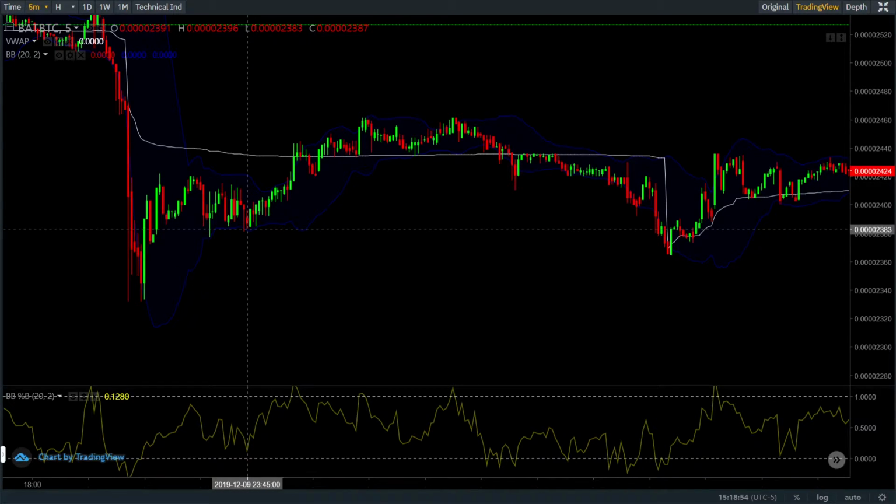So what's your exit? So you have your entry and your stop loss. What is your take profit? Your take profit is one of 2 things, whichever one happens first, right? So one of these 2 things can happen first. First is when you touch the top of the Bollinger Band. Second is when you touch the VWAP, right? Whichever one happens first, okay?